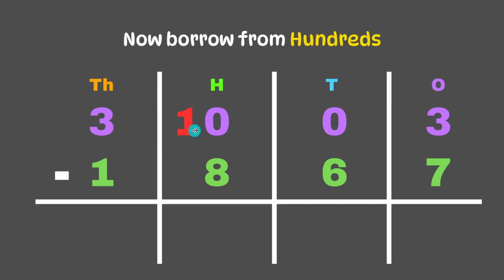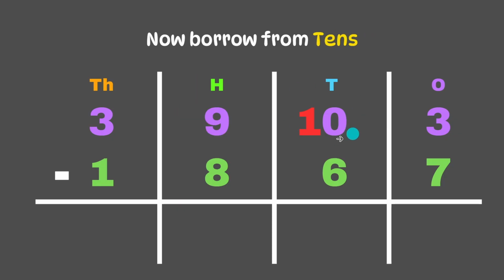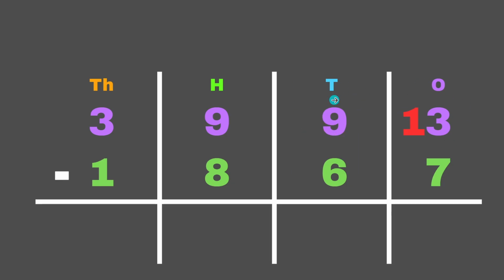Now one of these hundreds will become 10 tens. So we will have 9 hundreds and 10 tens here. Now one of these tens will become 10 ones. So we will have 13 ones and 9 tens. So in case of borrowing where we travel across zeros, the zeros turn into nines. Now we can subtract step by step.